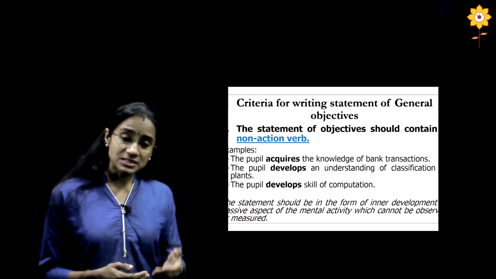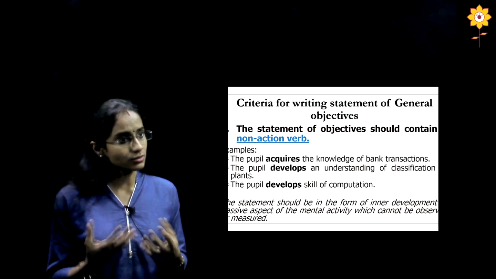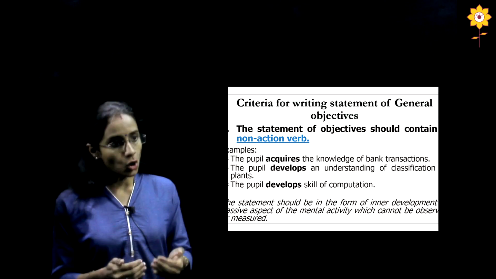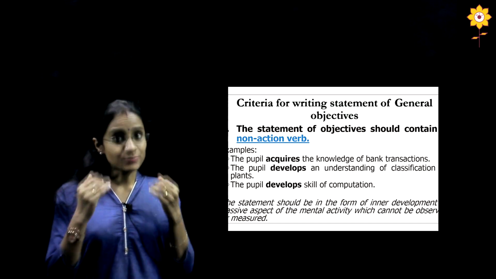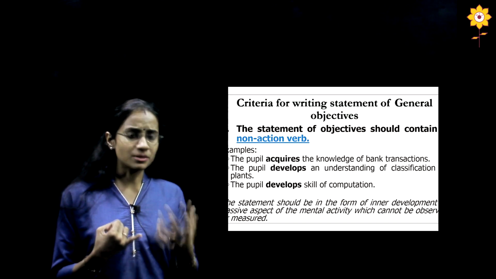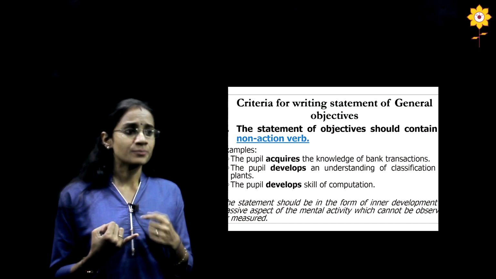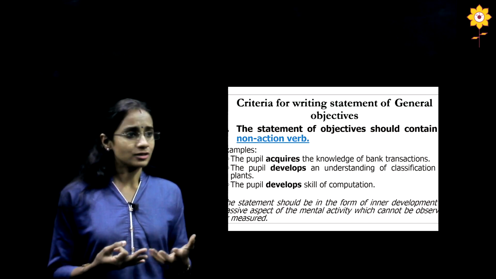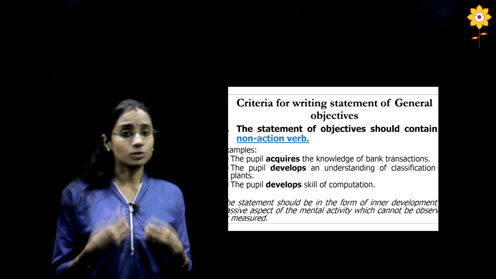The pupil develops skill of computation. So the words used here are non-action verbs. The statement should be in the form of inner development or passive aspect of the mental activity which cannot be observed or measured. Like you see here, acquires. Can you see a person acquiring knowledge? Can you measure that acquiring knowledge? Or else can you see a person developing an understanding or a skill? No, right? So these things cannot be seen or observed.